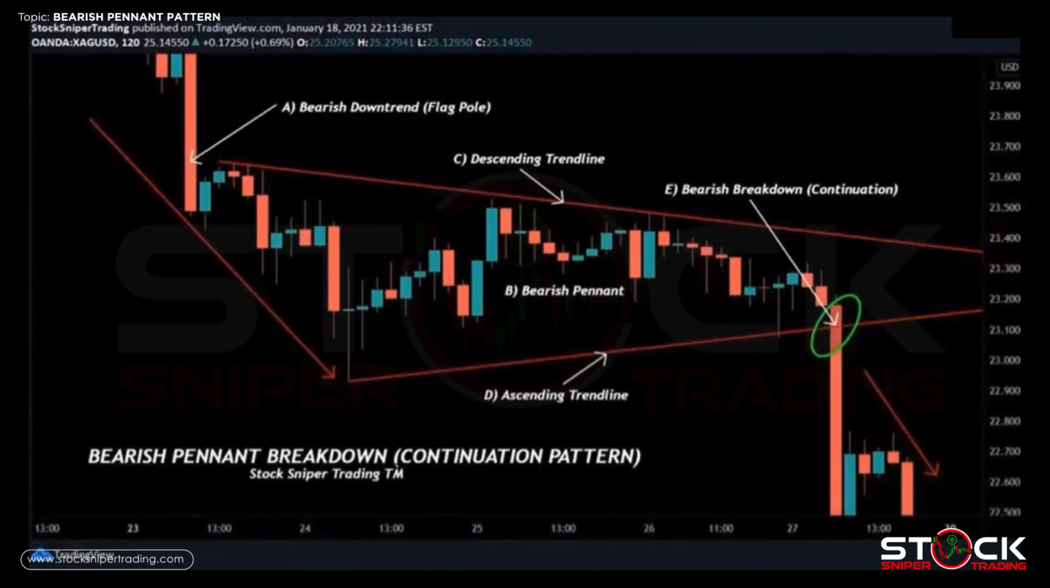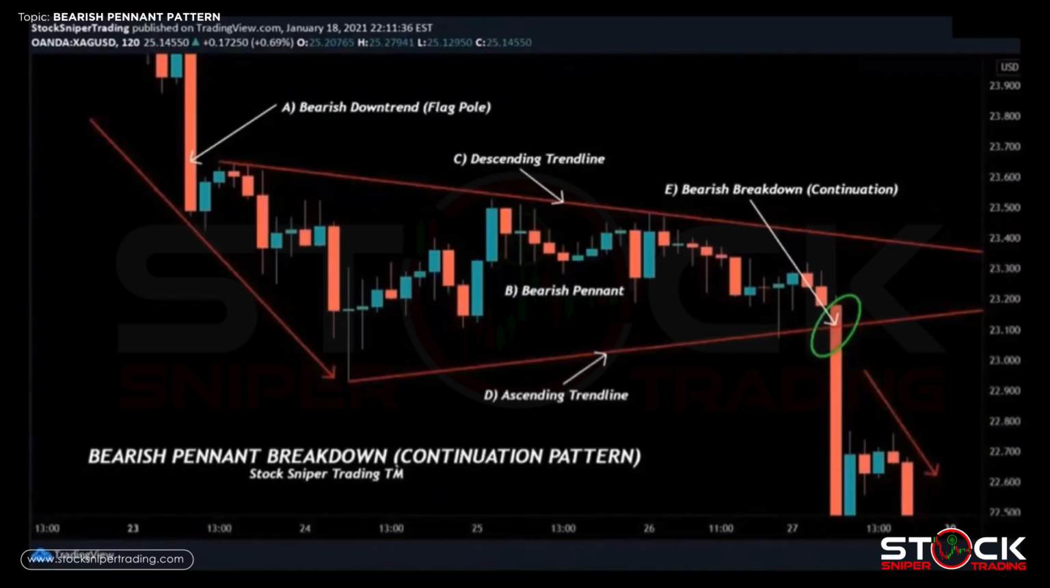This is an example of a bearish pennant breakdown, which is a continuation pattern, from our TradingView charts. In this particular example, we are looking at XAG USD, and we are on the 120-minute time frames, where we're looking at 2-hour candlesticks. We have a bearish downtrend, which is our flag pole.